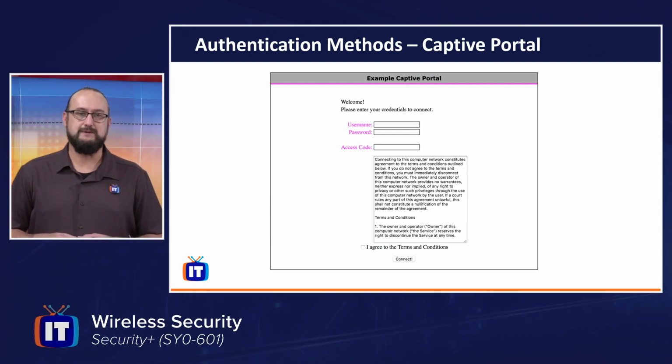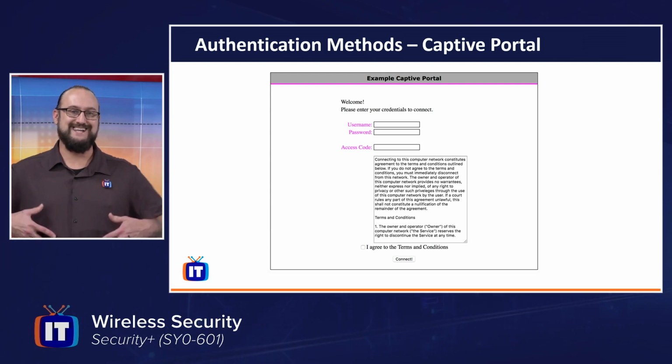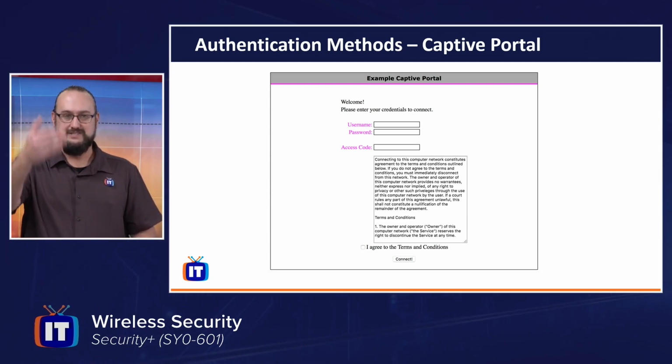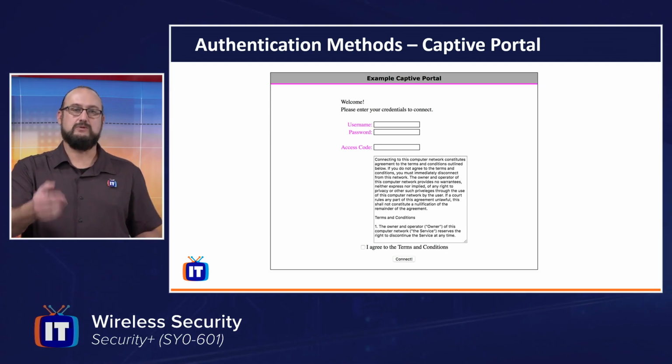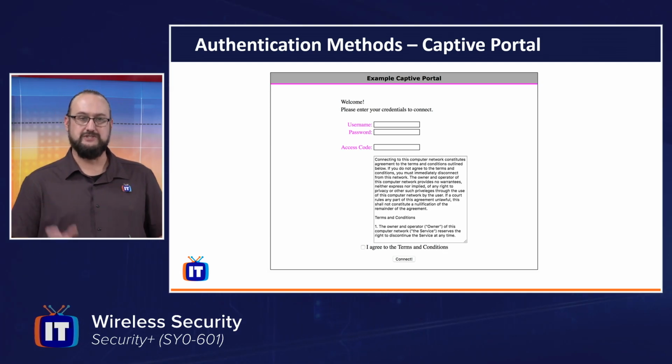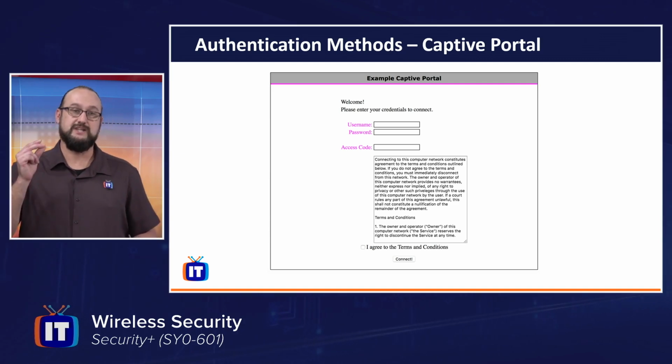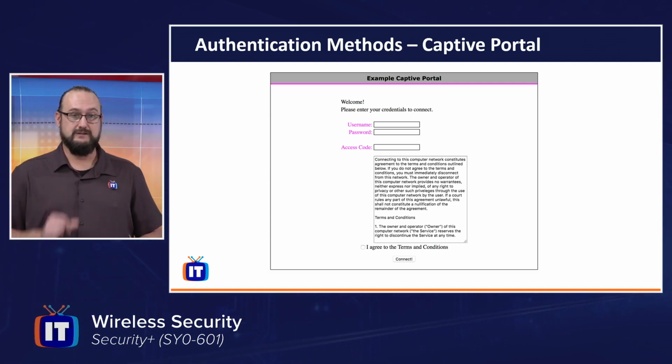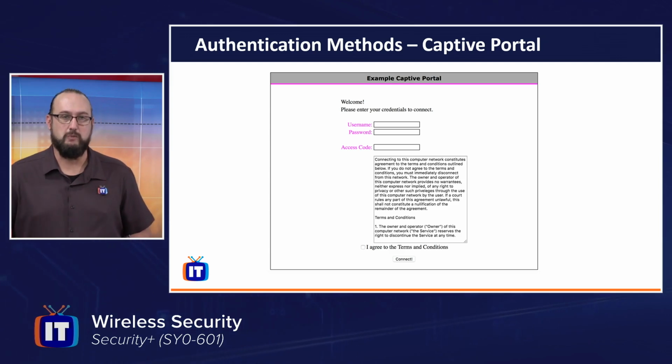So know what the captive portal is, as well as an authentication method. It means I lock you down. You go to the captive portal. You put in your username and password, your access code. Agree to the terms and conditions. If you put everything in right, you click connect, and it allows you to connect to the wireless network.